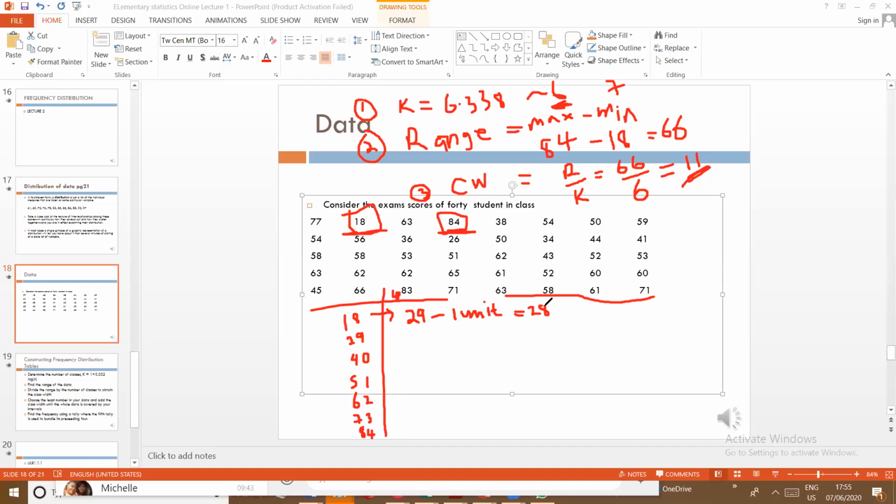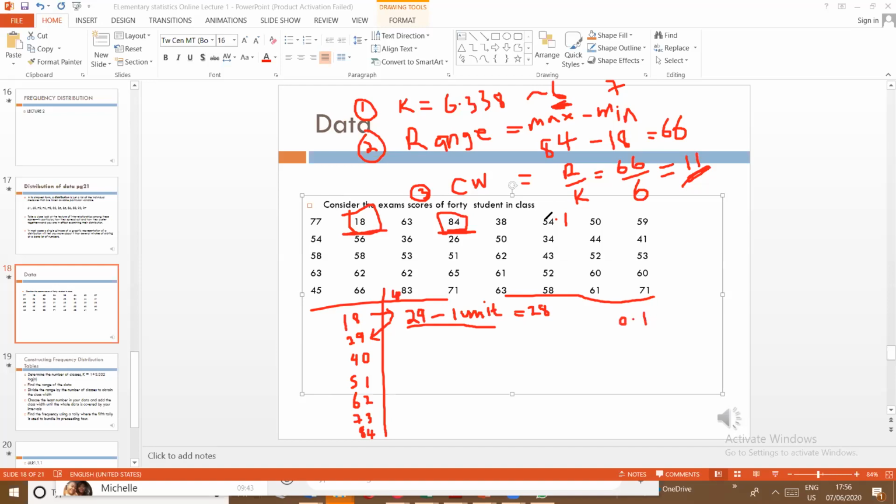I don't know how we got the 1 unit. That is the rule I'm telling you. If you want the upper limit, you subtract 1 unit from the lower limit of the next class. But take note, 1 unit is for the unit of the data. So this data is in whole numbers. That is why the unit is 1. If we were in 1 decimal place, then the unit will be what?